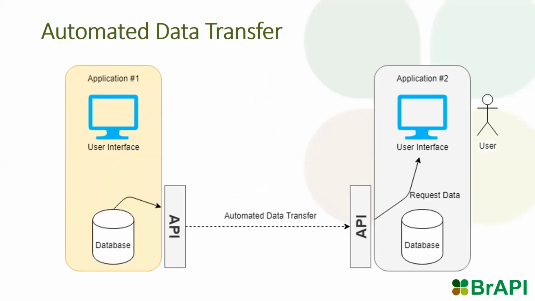We can automate the transfer of data between applications with an application programming interface, or API. At the user's request, data can be quickly and safely transferred between applications.